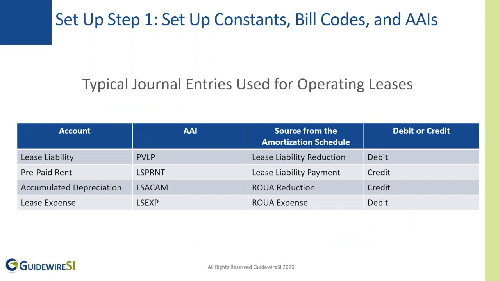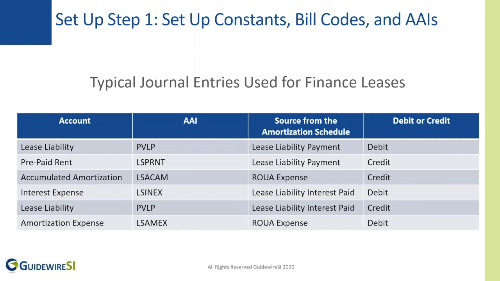Some new accounts will need to be set up to accommodate the new functionality and to accurately meet the new reporting regulations. The following 2 slides show the typical accounts that will be used for operating leases and finance leases. The AAIs are set up for the new accounts, and journal entries are made to these accounts during the balance sheet lessee accounting process. Because each account used in the process is defined, this makes it easy to create reports and analyze balances for leases throughout the life of the lease.